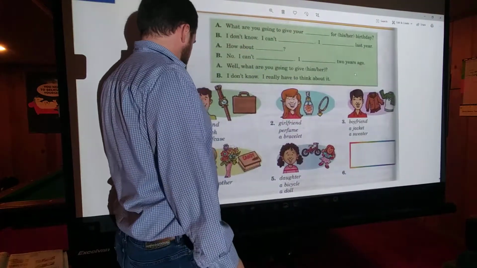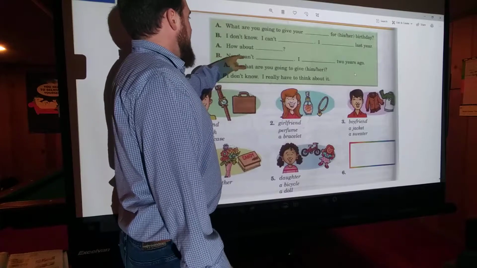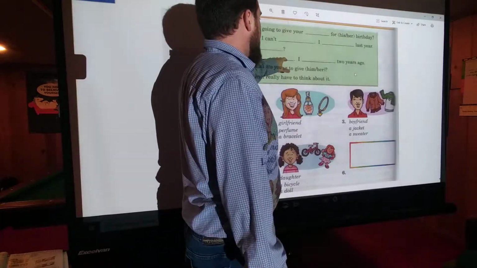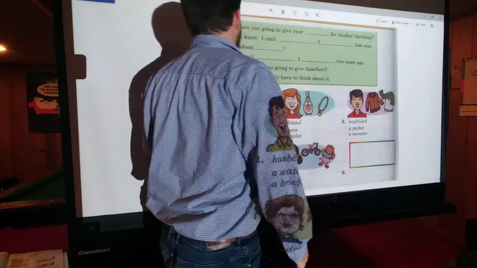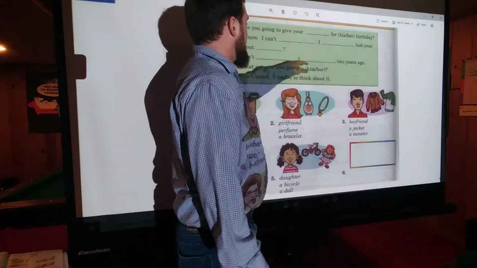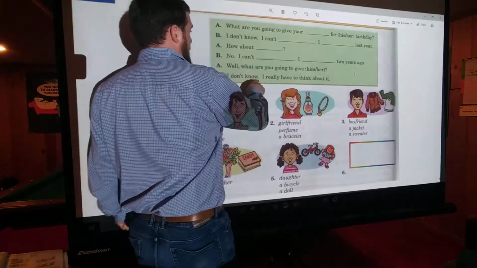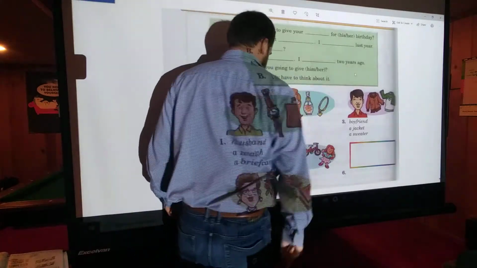How about candy? No, I can't give her candy. I gave her candy 2 years ago. Well, what are you going to give her? I don't know. I really have to think about it.